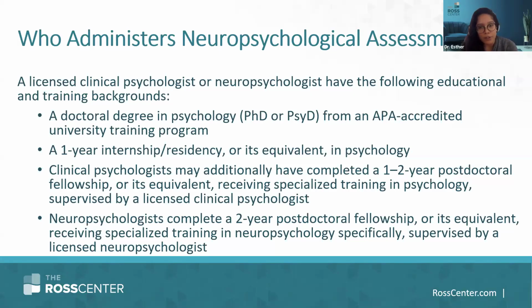Neuropsychologists, and here's where they differ from clinical psychologists, complete a 2-year postdoctoral fellowship that is specialized in neuropsychology specifically and supervised by a licensed neuropsychologist. And neuropsychologists tend to have specialties including, for example, seeing more geriatric populations and testing things like dementia.